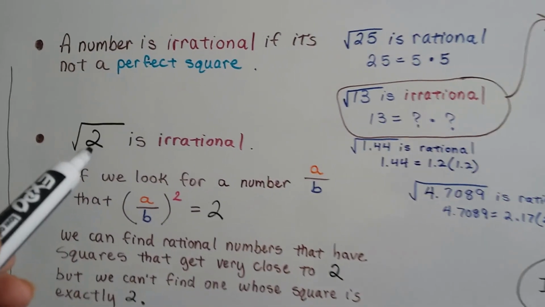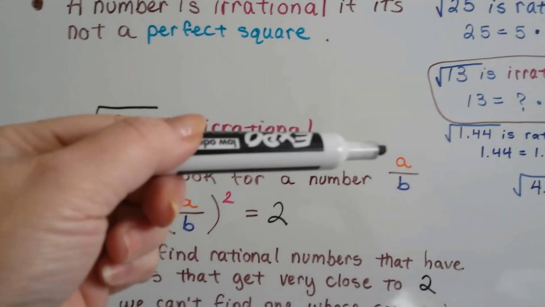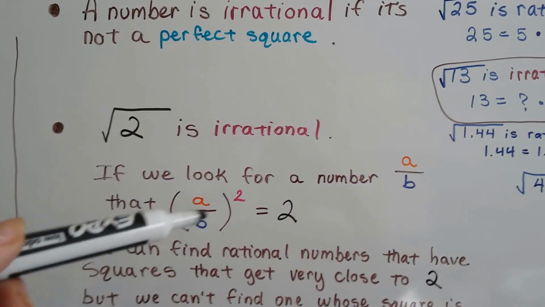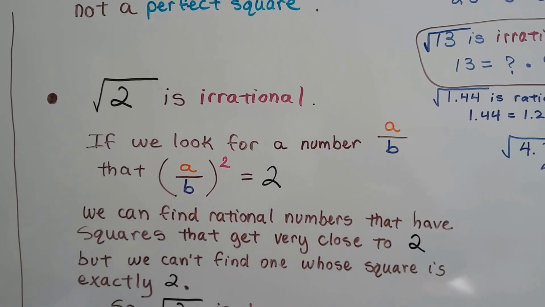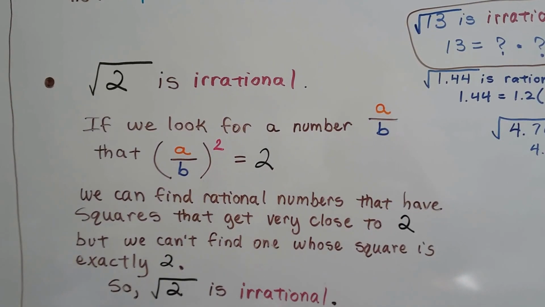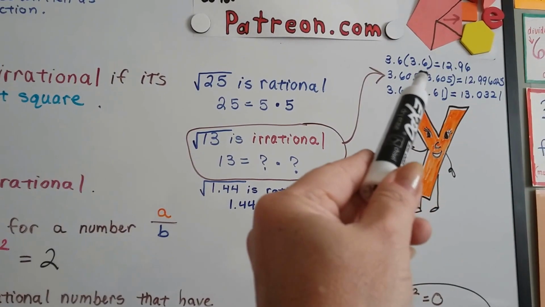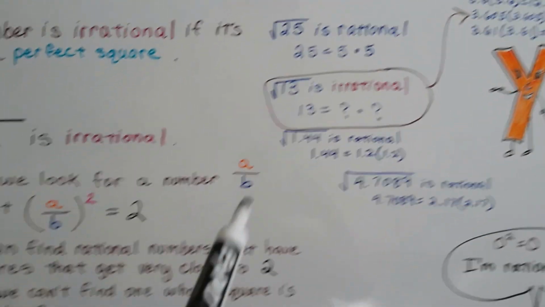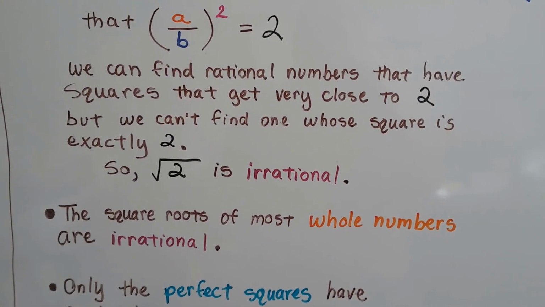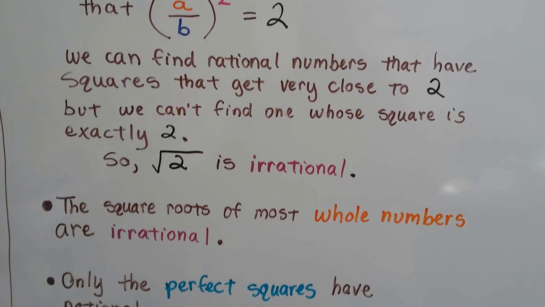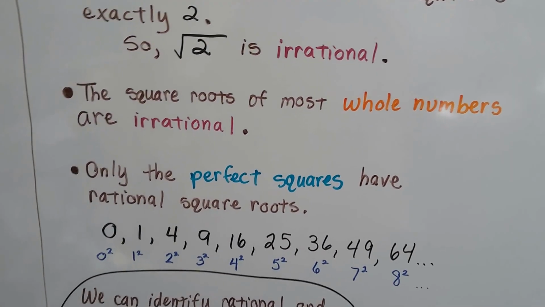The square root of 2 is irrational. If we look for some number a over b that's going to equal 2 when we square it, we can find rational numbers that have squares that get really close to 2, but we can't find one whose square is exactly 2. Sort of like what I was doing with the square root of 13. I can get close, but I can't get exact. So the square root of 2 is irrational. And the square roots of most whole numbers are irrational. Only the perfect squares have rational square roots.